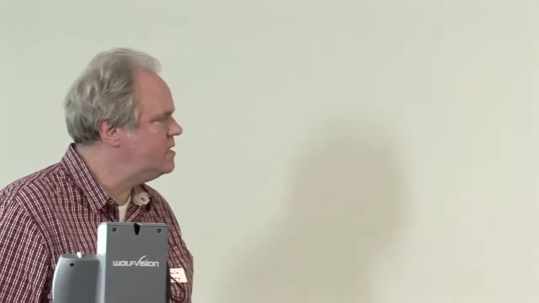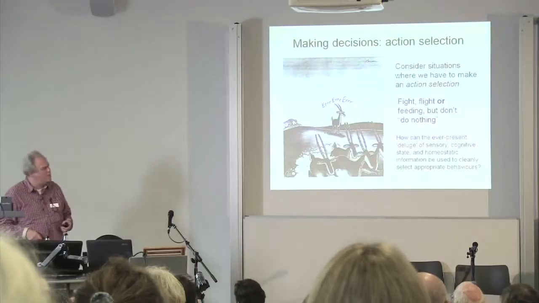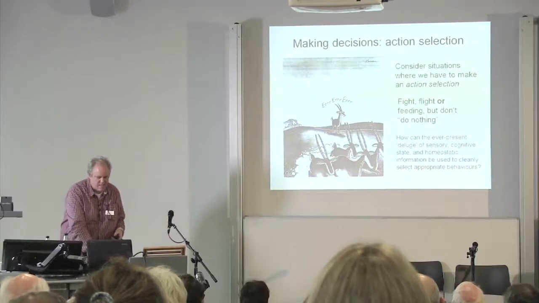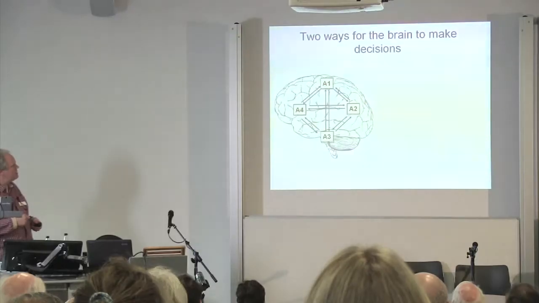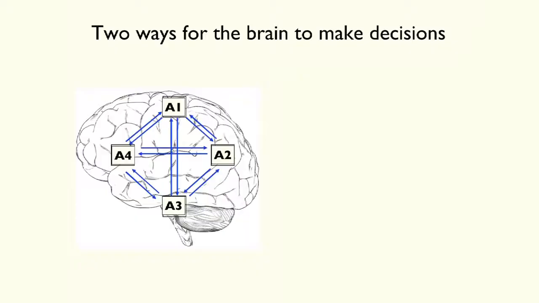But more formally then, more seriously then, how can we as humans, given this ever-present deluge of sensory information, cognitive state information and homeostatic information, select between appropriate behaviours, given that we can only do one thing at a time? We can only ever do one thing at a time. And so here's how it might play out in the brain. I've shown here 4 possible command centres for 4 possible actions encoded throughout the brain. And the idea in this scheme is that they just fight it out with each other.